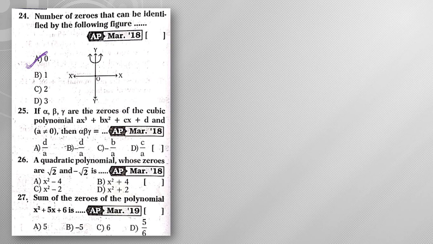Right. Next, question number 25. If alpha, beta, gamma are the zeros of the cubic polynomial ax cube plus bx square plus cx plus d, and a is not equal to 0, then alpha into beta into gamma. So what is the meaning of alpha into beta into gamma? It is nothing but product of zeros. Since it is a cubic polynomial, product of zeros is given by minus constant term by x cube coefficient, right? So minus, what is constant here? So constant term is d by x cube coefficient is a. So hence the answer is minus d by a.